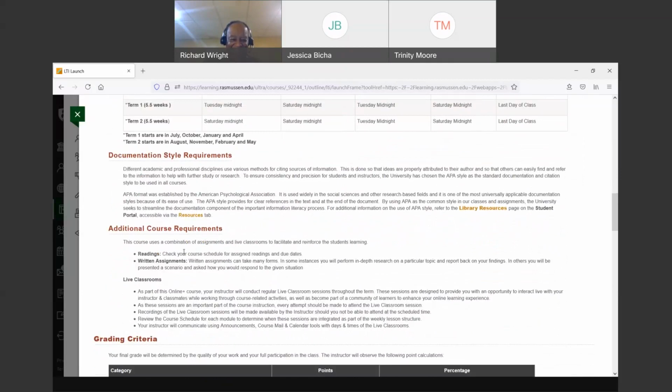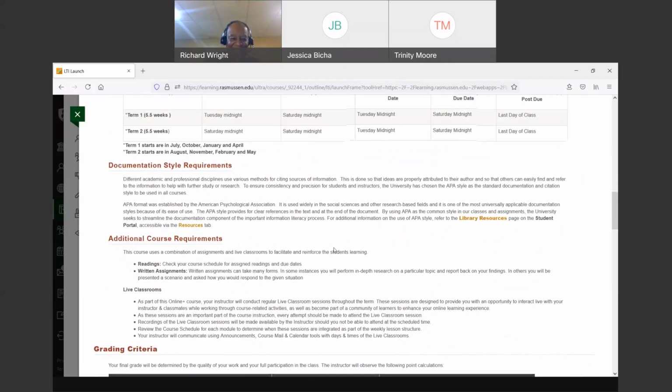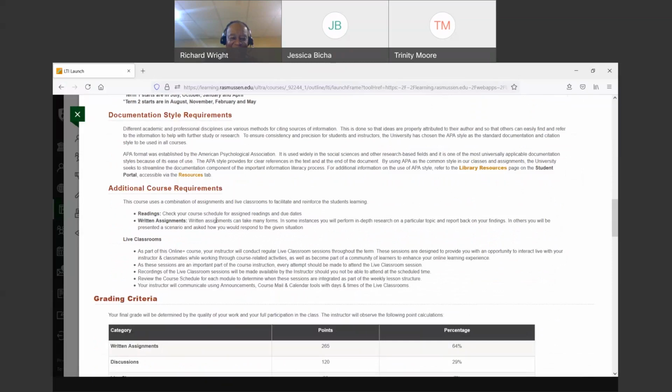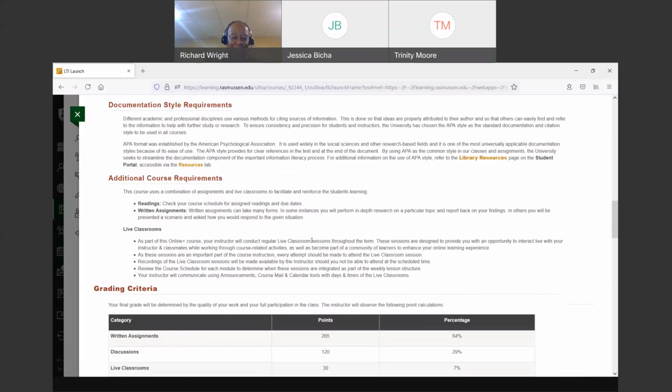This assignment uses a combination of assignments and live lectures. Readings: check your course schedule for your assigned readings and due dates. No textbooks. Your written assignments tell you what you'll have to do. In some instances, you'll perform in-depth research on a particular topic and report back on your findings. In others, you will be presented a scenario and asked how you respond to that given situation, which is pretty much what you do anyway.